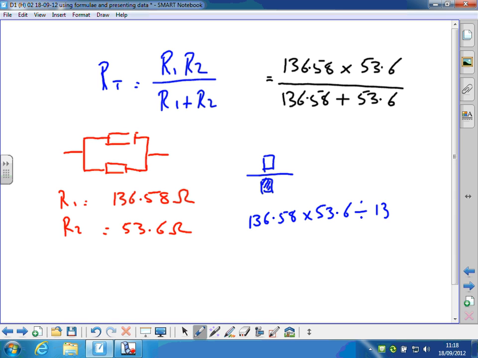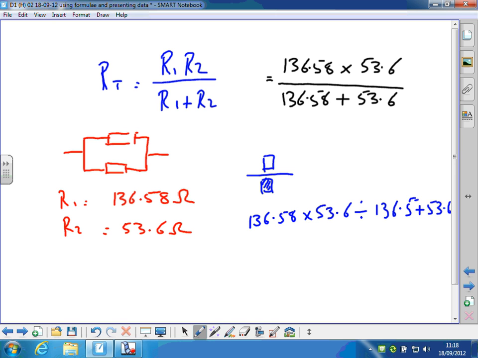Divided by 136.5 plus 53.6, it's going to give me a wrong answer. Why? Yes, exactly right. It's going to divide by the 136.5 and then add 53.6 to that answer.